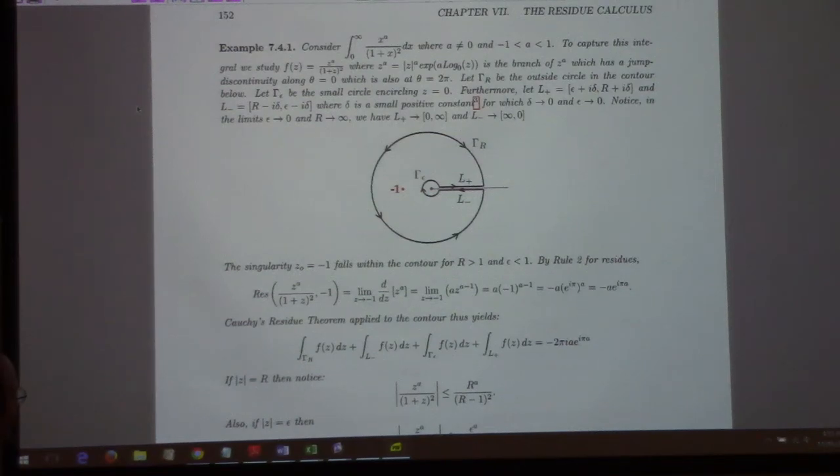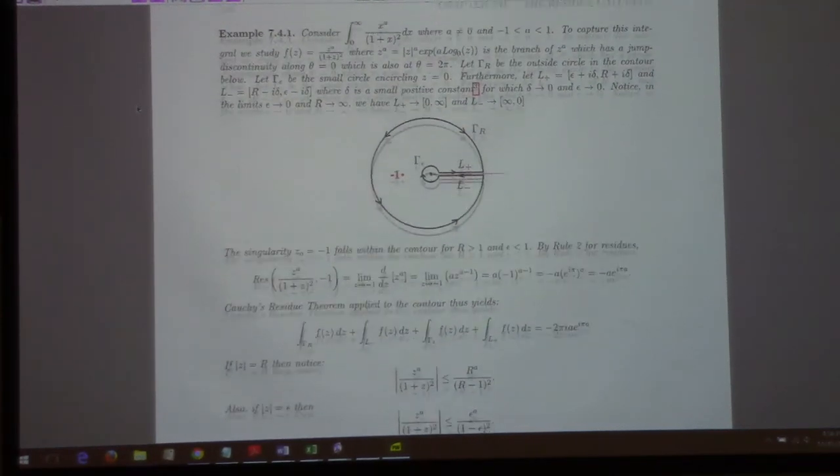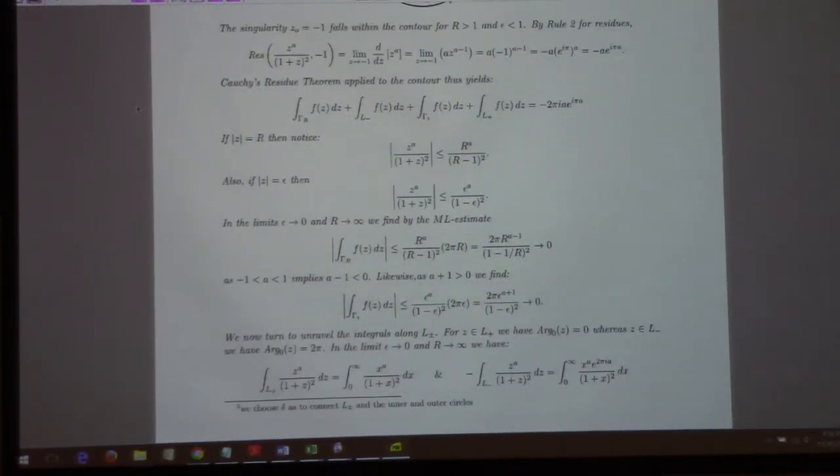Anyway, after much suffering, you're able to show that this piece goes to 0, and the epsilon piece goes to 0, and I think maybe the L minus goes to 0. I'm a little rusty here. But after a bunch of reasoning, it basically just drops out everything except for a residue and the integral you're interested in. So it's this very sneaky, here's the details.